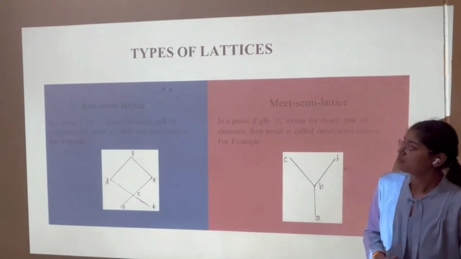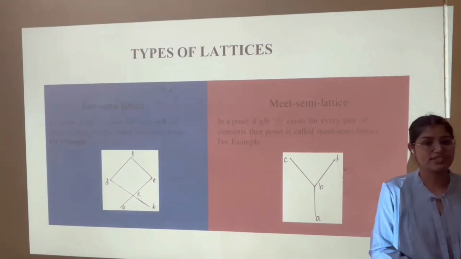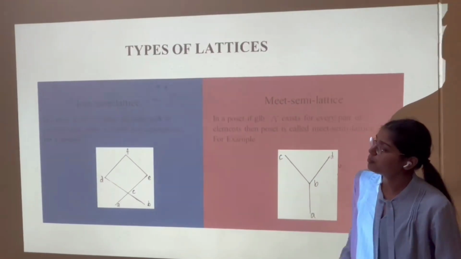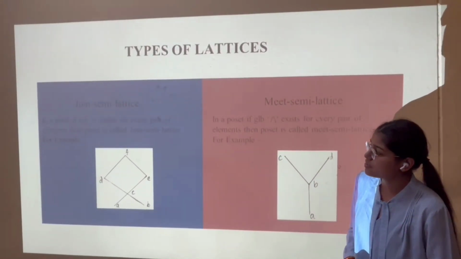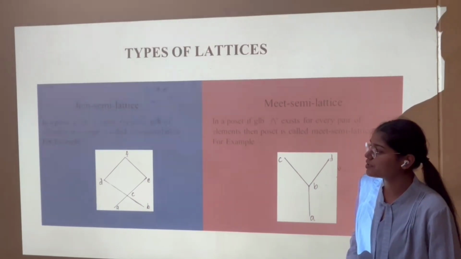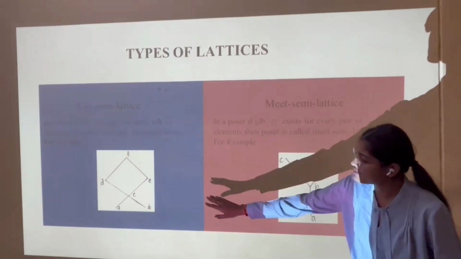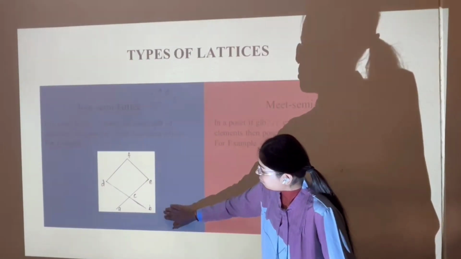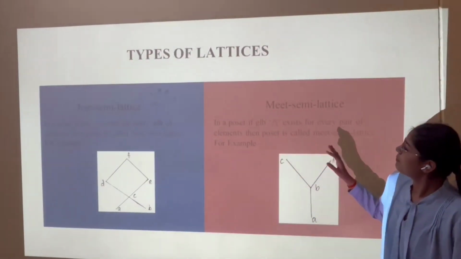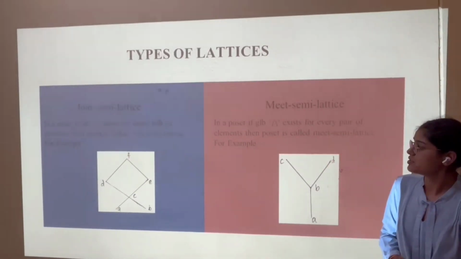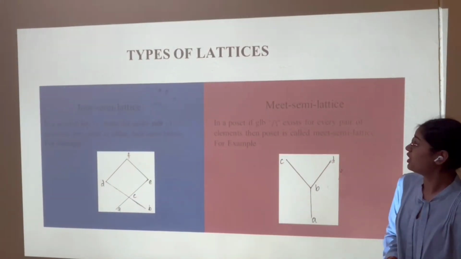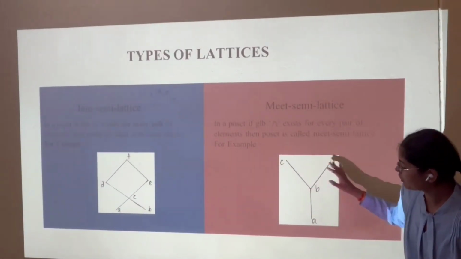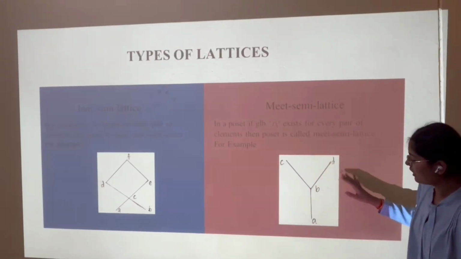Now, types of lattices. So there are basically 2 types of semilattice: join semilattice and meet semilattice. In a join semilattice, if in a poset the least upper bound exists for every pair of elements, then that poset is called a join semilattice. As you can see here, for the pair D and E it is F, and for A and B it is C. Now, meet semilattice. In any poset, if the greatest lower bound exists for every pair of elements, then that poset is called a meet semilattice. As you can see here in the example, C and D have their meet P.